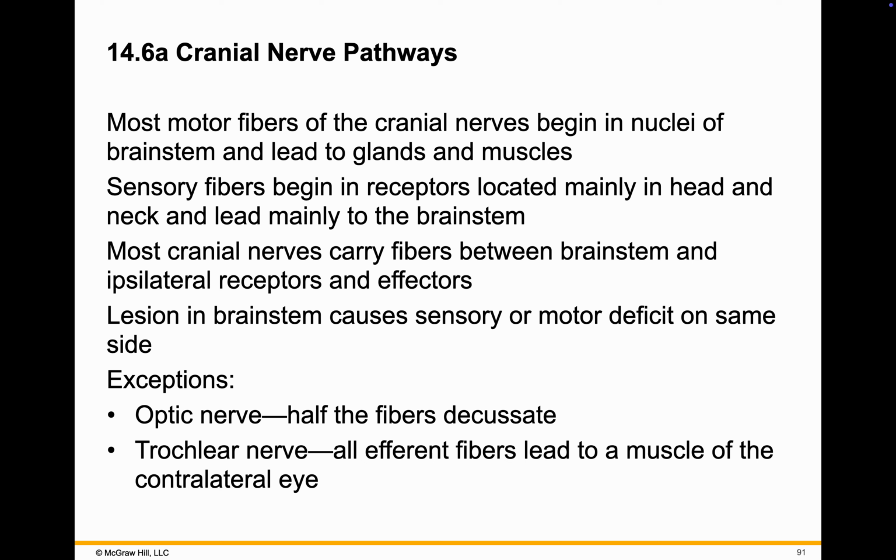Most of the fibers of the cranial nerves begin at nuclei of the brainstem and lead to glands or muscles. These are the motor fibers. Sensory fibers begin in the receptors located mainly in the head and neck and lead mainly to the brainstem. Most cranial nerves carry fibers between the brainstem and the ipsilateral receptors and effectors, and lesions to the brainstem cause sensory or motor defects on the same side. There are exceptions. In the optic nerve, half of the fibers decussate, and in the trochlear nerve, all the afferent fibers lead to a muscle of the contralateral eye.